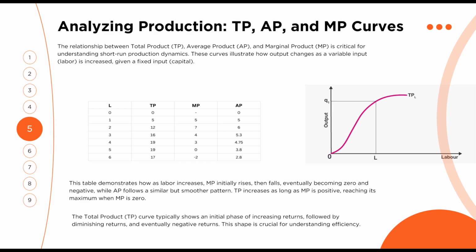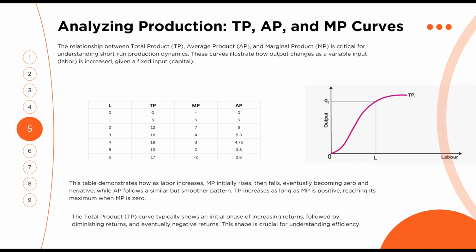These relationships help us understand three stages of production. Stage 1, increasing returns, where both AP and MP are rising. Stage 2, diminishing returns, where MP is falling but still positive and TP is increasing at a decreasing rate. Stage 3, negative returns, when MP becomes negative and TP starts to decline. In practical terms, firms usually operate in stage 2 because it is the most efficient and rational stage of production.